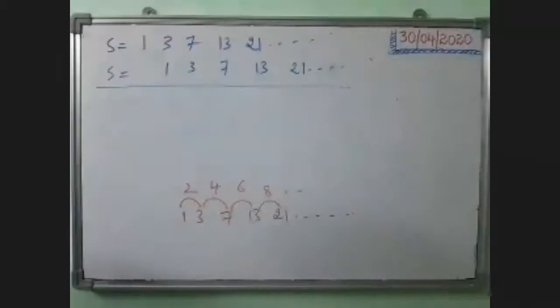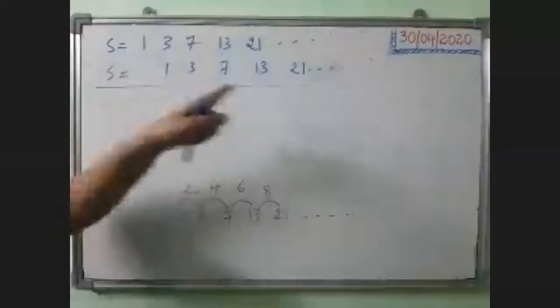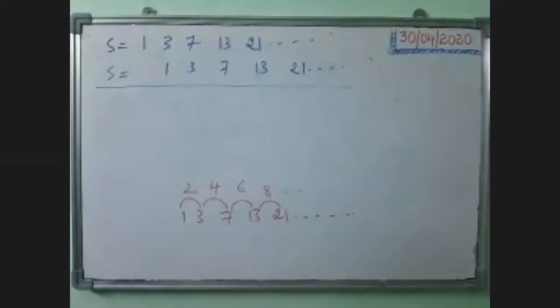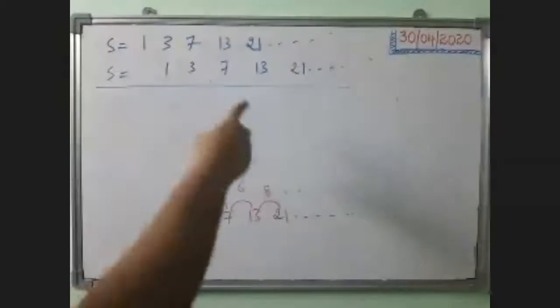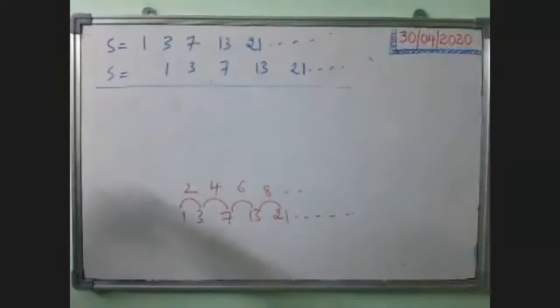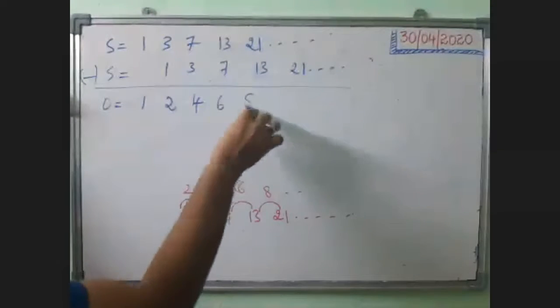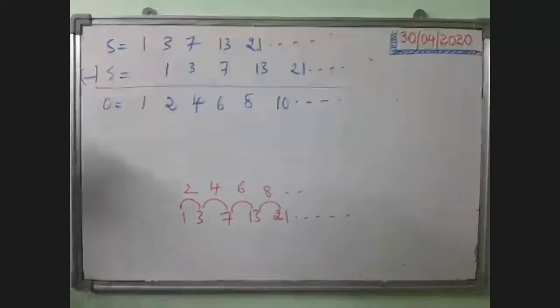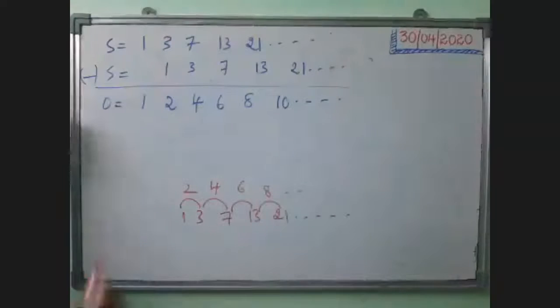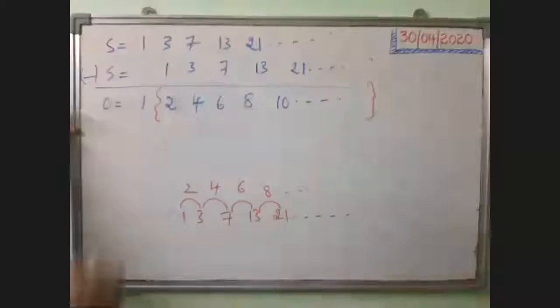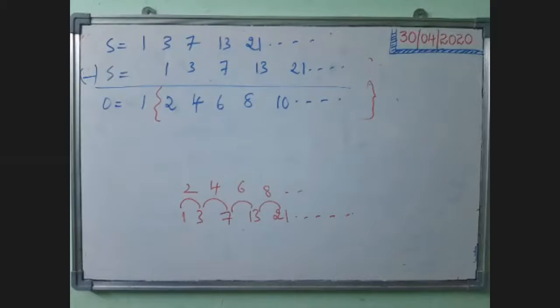Though the terms are not in any progression, their common differences are in arithmetic progression. So when the differences of the terms are in arithmetic progression, this is how you have to solve. First, write down the sequence. Again, write down the same sequence starting from the second term. Now you subtract. You get 0 equal to 1, and then 2, 4, 6, 8, 10, and so on. After subtracting, these are the terms of an AP.